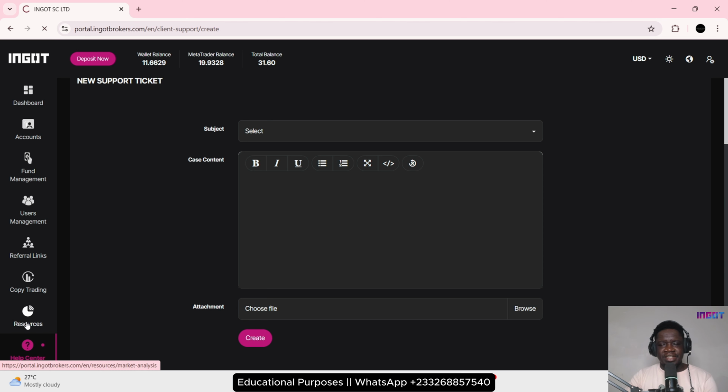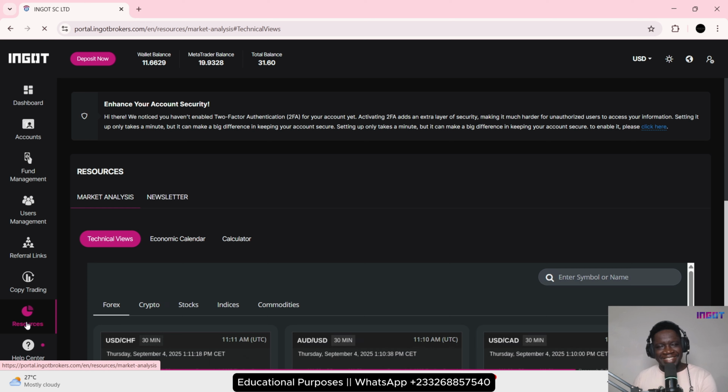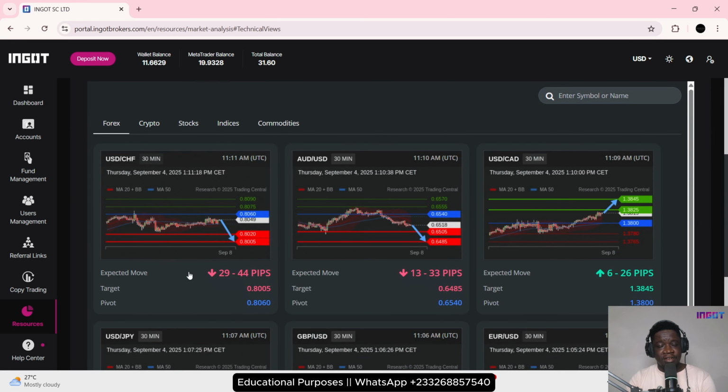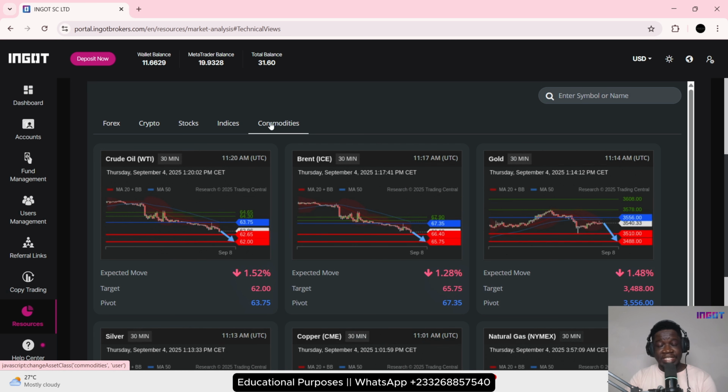Now, straight to action: how do we use Ingot Brokers trading signals? There are a lot of trading signals offered here for free. You have signals coming from Forex, crypto, stocks, indices and commodities every day. Now let's look at how to use these signals. Say, for instance, we want to trade gold. Gold falls under commodities.